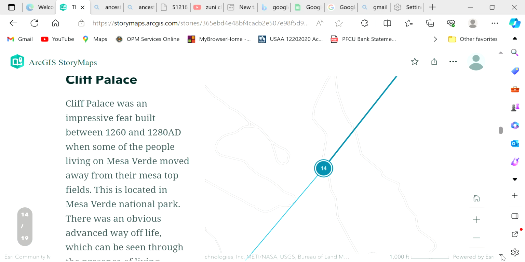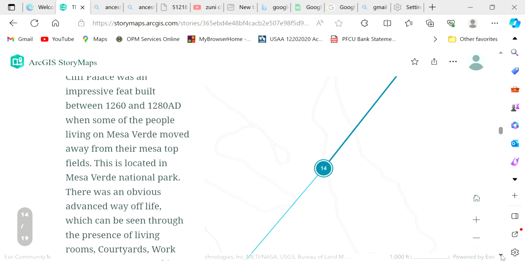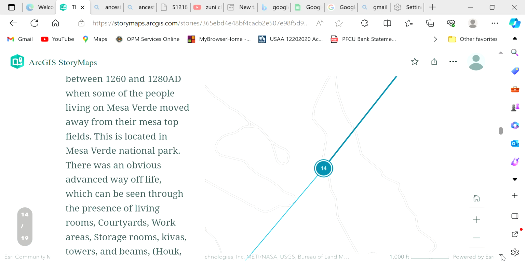Cliff Palace was an impressive feat built between 1260 and 1280 AD, when some of the people living on Mesa Verde moved away from their Mesa Top fields. This is located in the Mesa Verde National Park.